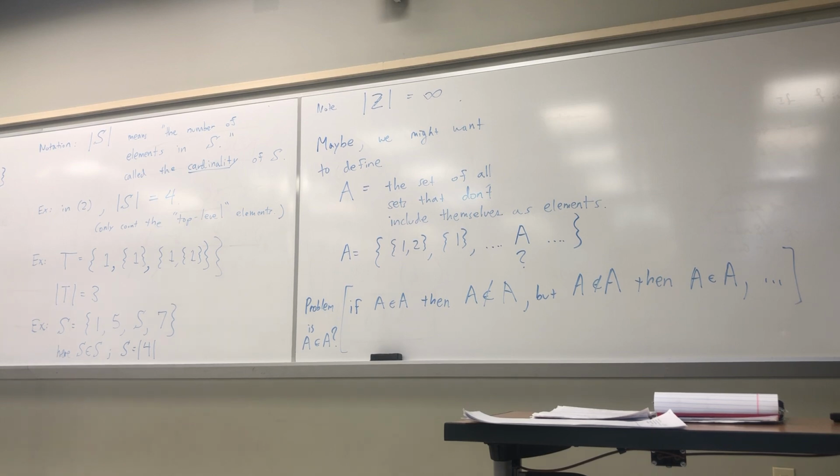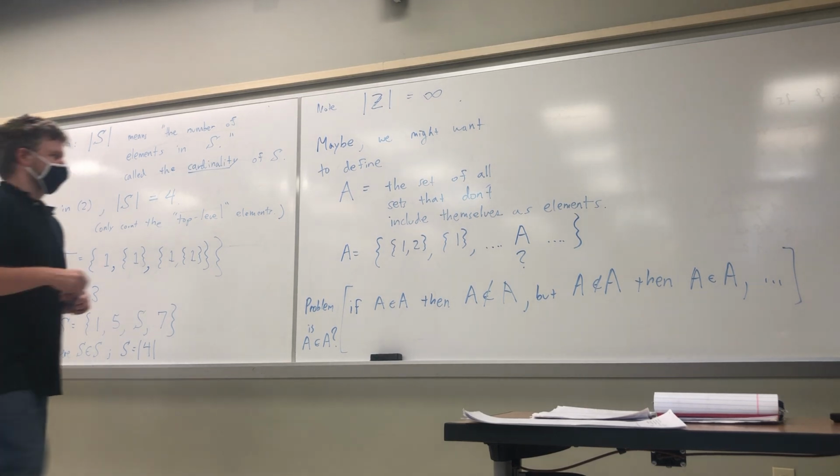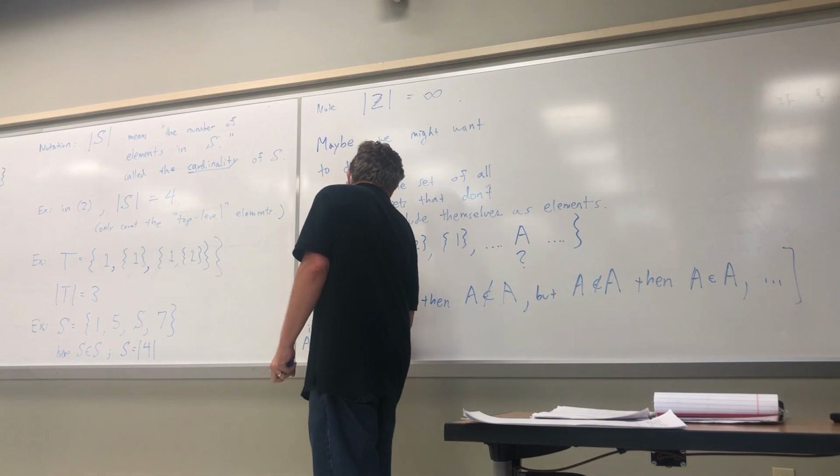Way back when we were describing, statements have to be either true or false. Sets have to be well defined. You have to be able to decide whether something's in it or not. And if you just try to describe a set of all sets that don't include themselves as elements, you can't. It turns into statements that are not true or false about elements that might be in there. So the conclusion is A is not a set.